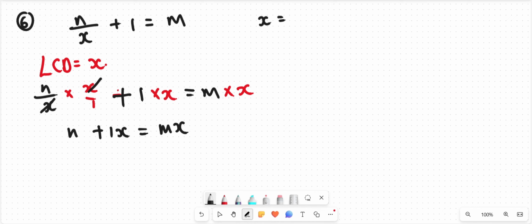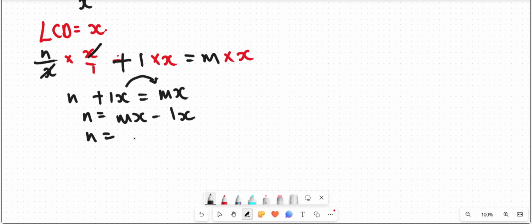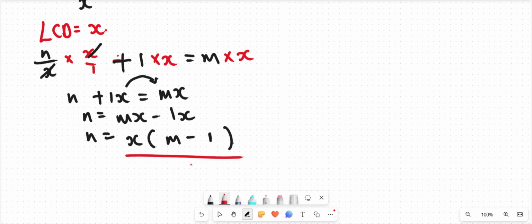So now I need to drag the one that has the x to join the other one that has the x. Remember, that's what you do when you have two of the same variable present. You bring them all into one side, and once you have them all on one side, the best thing to do right now is to take out a common factor. So I take out x as my common factor, and I'll get m minus 1. Then my last step is to divide both sides by the guy that is multiplying the x, and in this case it's that bracket there.